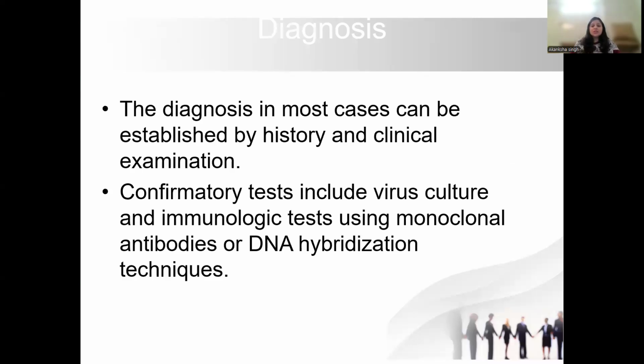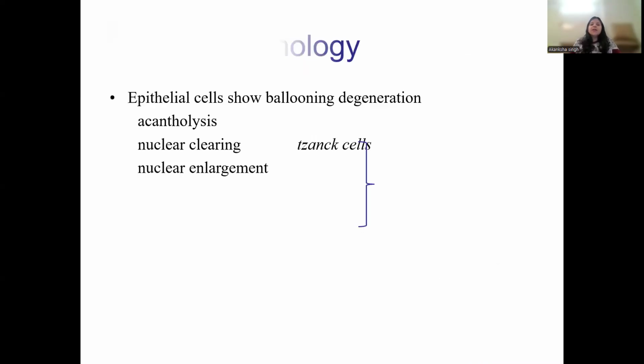Let's come to diagnosis. The diagnosis in most cases can be established by history and clinical examination. The confirmatory tests include, first of all, the etiology is virus, so virus culture, some immunological tests, which can also include monoclonal antibodies or DNA hybridization test. Let's talk about the histopathology, because there are certain other diseases which resemble acute herpetic gingivostomatitis. So histopathology is the only test which differentiates between acute herpetic gingivostomatitis and its other differential diagnoses.